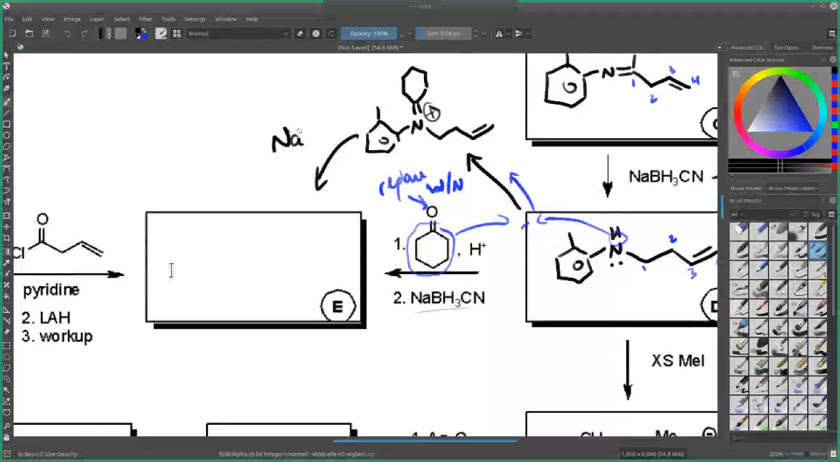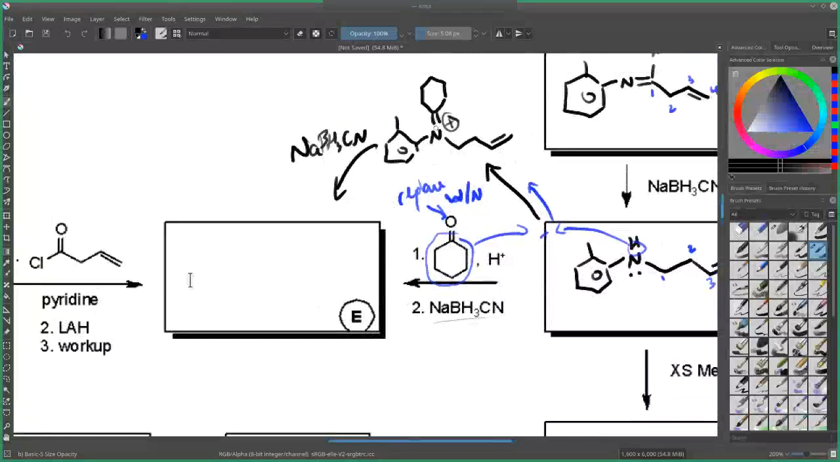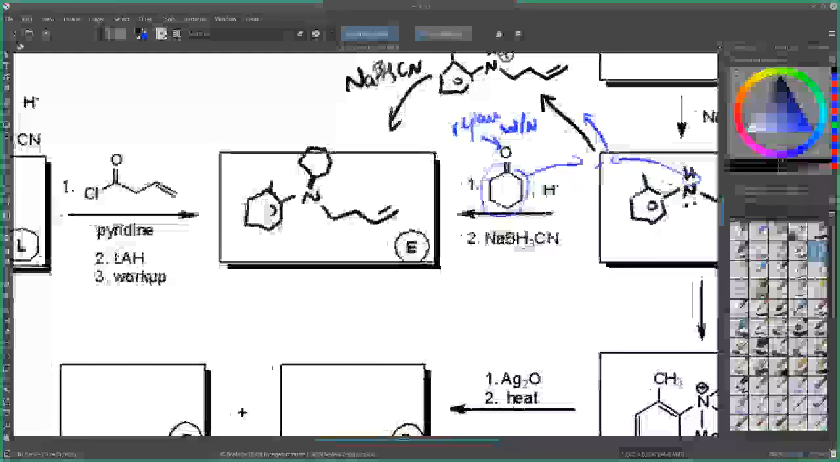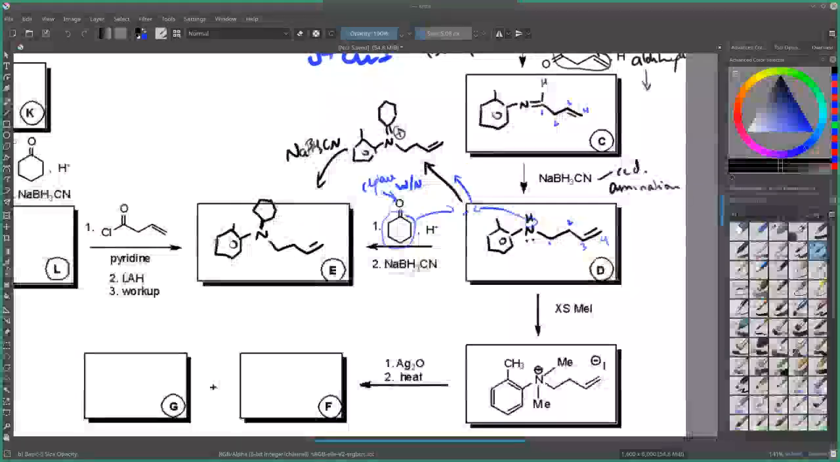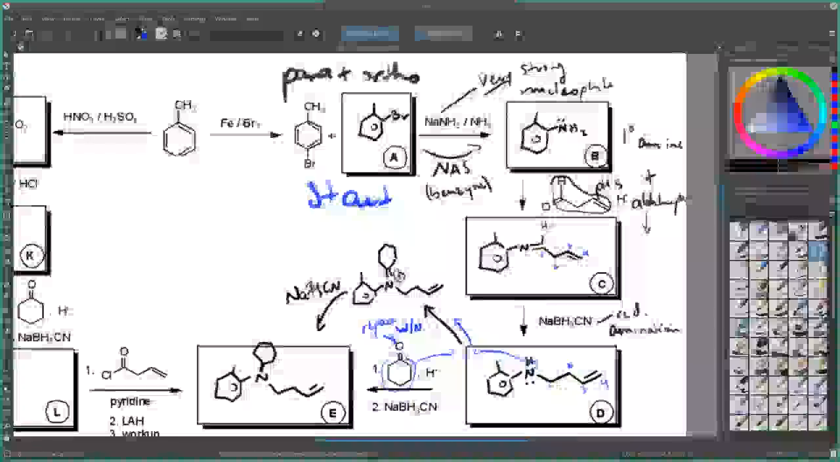So NaBH3CN. We can reduce it, which just means we'll put hydrogens across that double bond. And now let's do exactly that. We'll just put hydrogens across that double bond. And there we go. That's our product. Okay? Maybe let me zoom out just a tiny bit. How do I scroll? Okay, scroll like that. So that's our process. That's what we did.